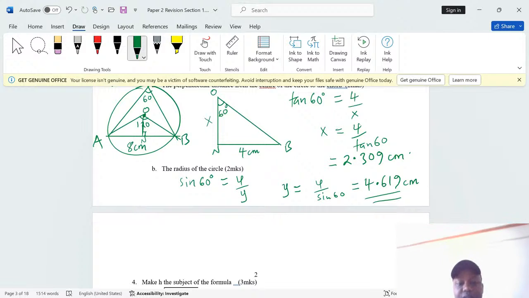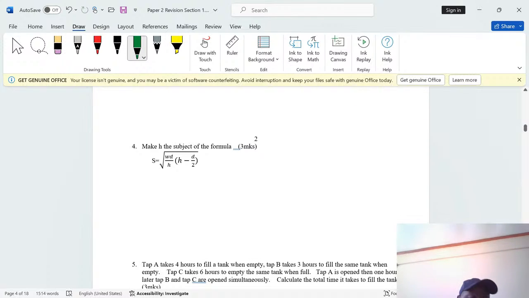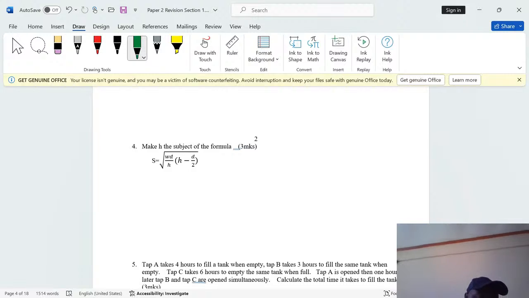Let us talk about a question here. Question number 4 on making the subject of a formula, or changing the subject of a formula. So we are talking of: make H the subject of the formula. S equals the square root of, open brackets, WD divided by H, into H minus D out of 2. Then you close now the brackets.